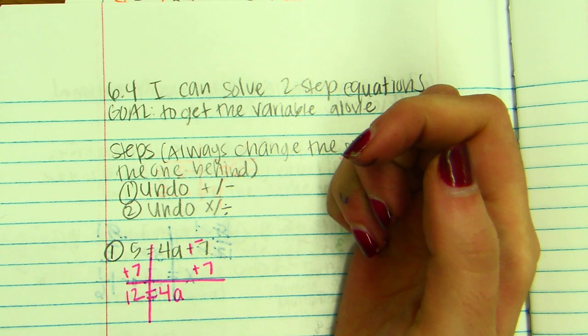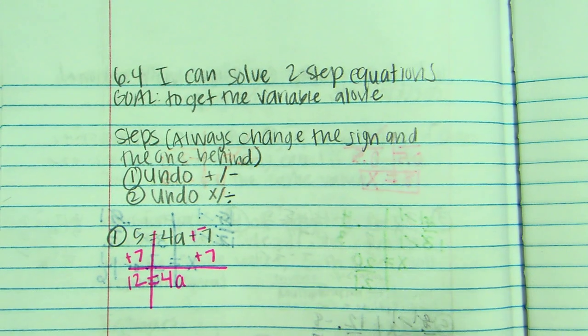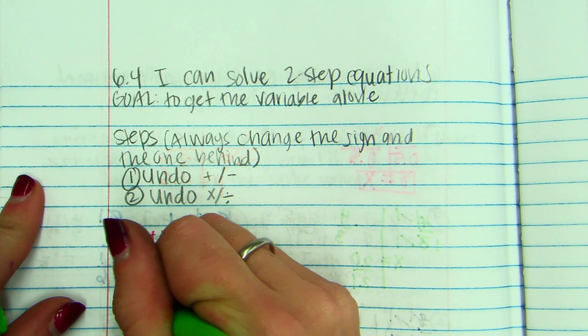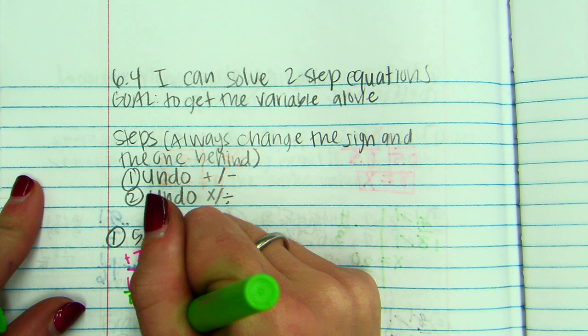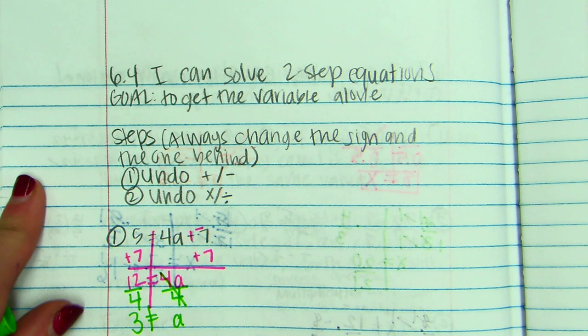Now I'm on to step 2, undo multiplication and division. I have multiplication right here. I have 4 times a. The opposite of multiplying by 4 is dividing by 4. And I have to do it on both sides. 4 divided by 4 is 1, so I have 1a equals 12 divided by 4 is 3. So I got a equals 3.